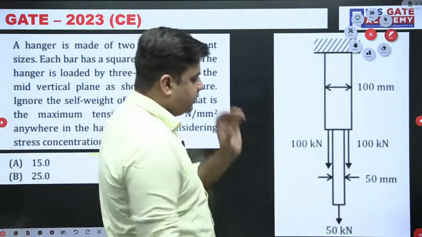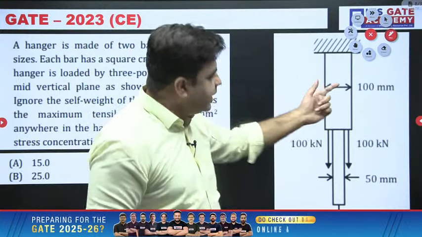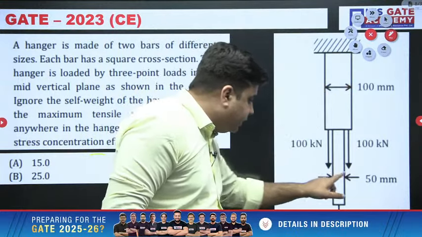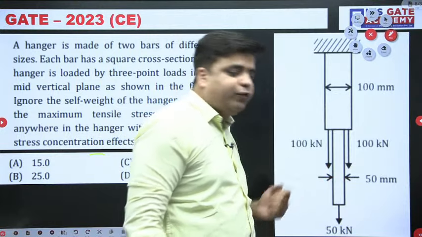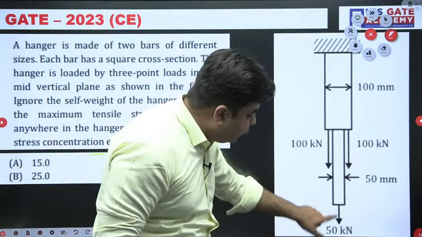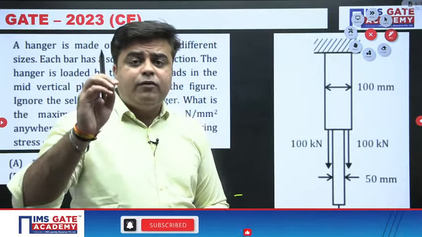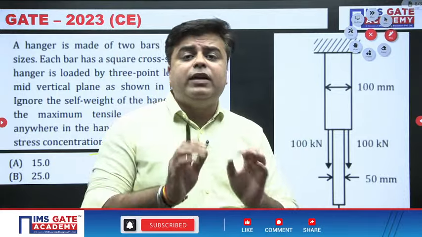Absolutely correct answer. So what you need to do is, say this is your hanger. This hanger has a cross-sectional area of 100 by 100. It's a square cross-section. And this part of the hanger has a cross-sectional area of 50 by 50. And here you have a load of 50 kilonewtons. In the class I have told you that whenever these types of questions come, please draw the free body diagram. It will give you the idea.